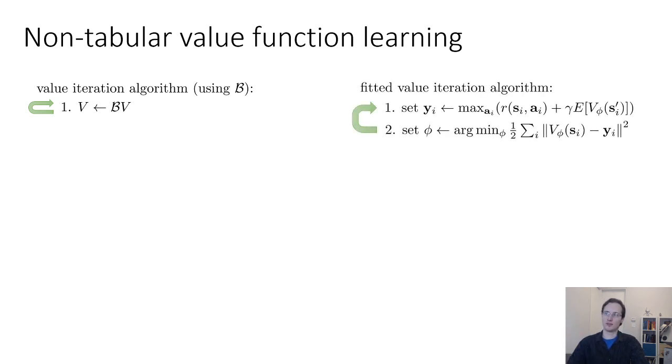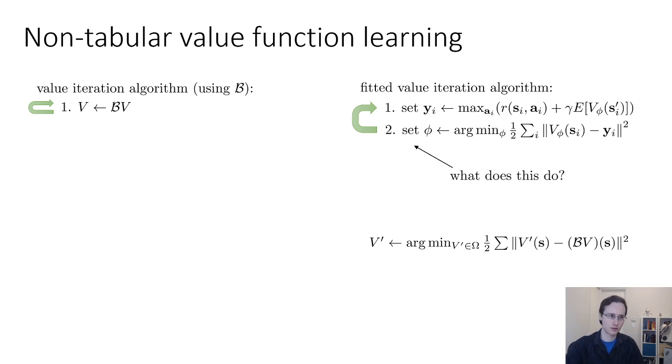Now let's go to the fitted value iteration algorithm. The fitted value iteration algorithm has another operation. It has a step 2 where you actually perform the argmin with respect to phi. How can we mathematically understand that second step? So the first step is basically the Bellman backup. The second step trains a neural network. What does this step actually do abstractly?